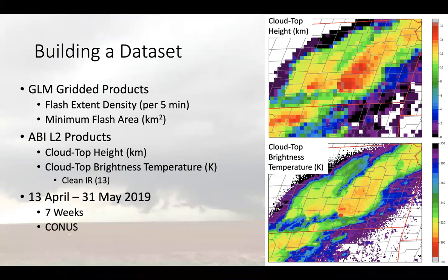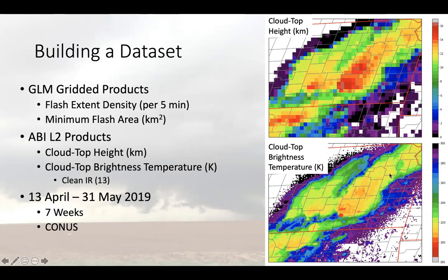We also took two ABI Level 2 derived products, which were Cloud Top Height, which you can see here on the top right. This is at a resolution of 10 kilometers. And then we have the Cloud Top brightness temperature from the clean IR band. That's band number 13 over here. This is a slightly shorter wavelength than the legacy IR band you might have seen, and the temperatures do come in a little bit hotter because there isn't as much water vapor absorbed by those bands. But it does give a much more clearly defined image of convection.